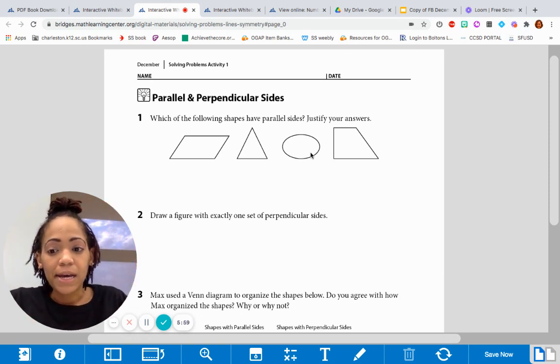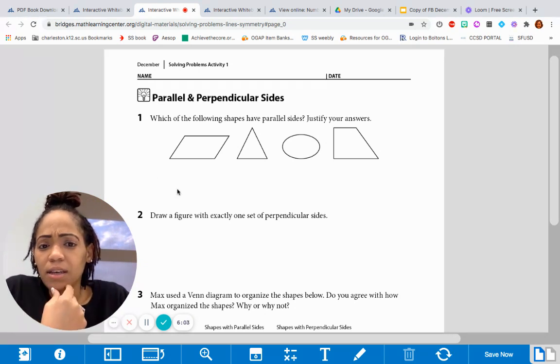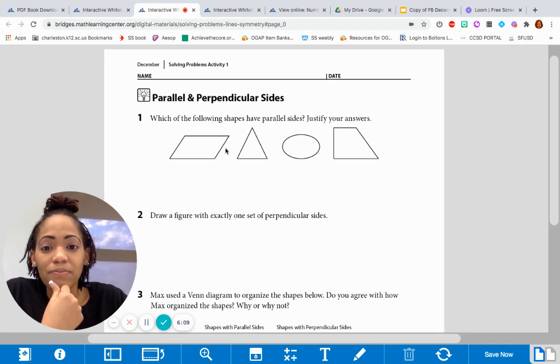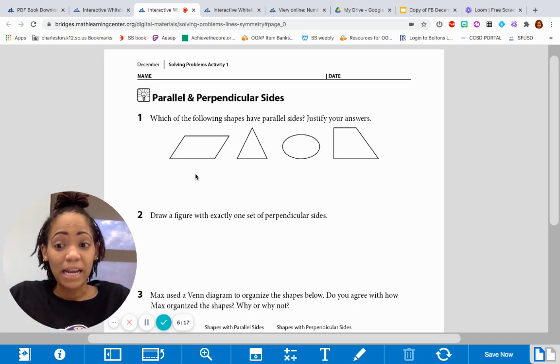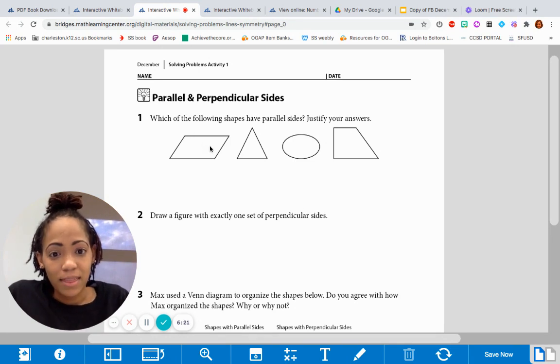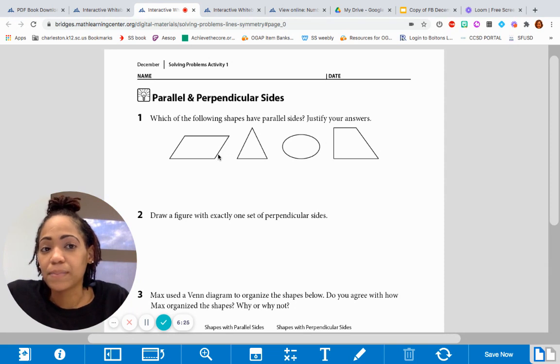So with that in mind, which one of these would have parallel sides? Do we know what this shape is called? Yes, it is a parallelogram. And a parallelogram means you have two pairs of parallel sides. So we know for a fact that this has parallel sides. The question is, what about the other shapes?